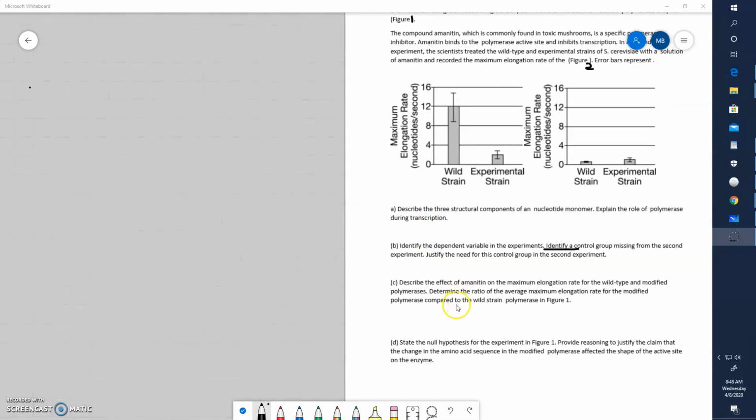All right. State the null hypothesis for the experiment in figure 1. Provide reasoning to justify the claim that the change in the amino acid sequence in the modified polymerase affected the shape of the active site of the enzyme.